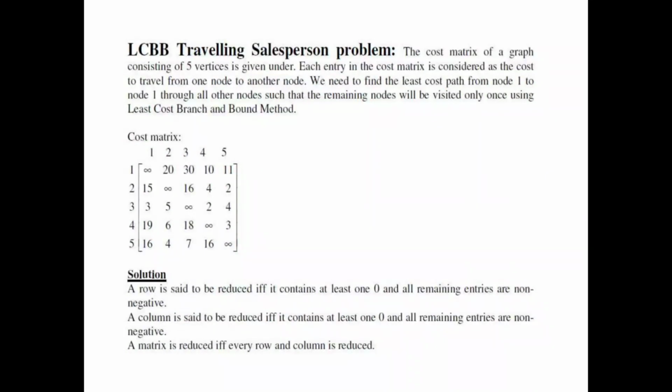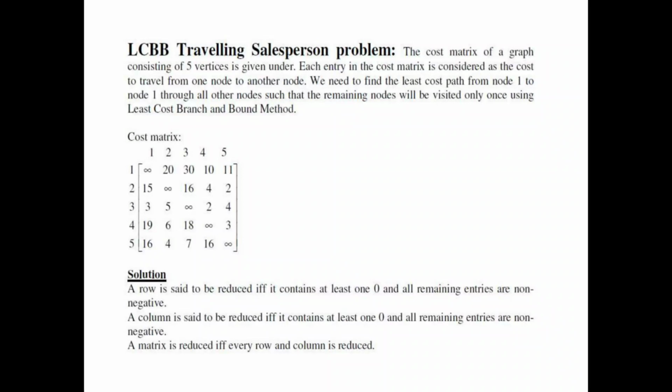Next, how to solve the least cost branch and bound. Here the matrix representation will be given, a 5 by 5 matrix. The 5 by 5 matrix is the cost matrix of the given graph consisting of 5 nodes, and each entry in the cost matrix is considered as the cost to travel from one node to another node. We need the least cost, by covering all the nodes with the minimum cost, which is the traveling salesman problem using branch and bound.